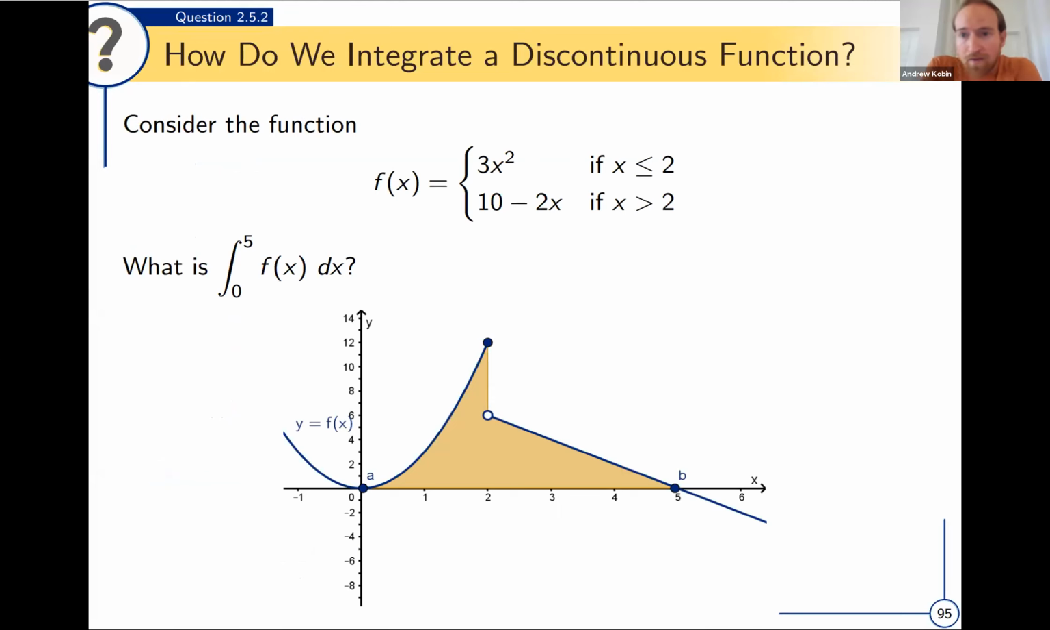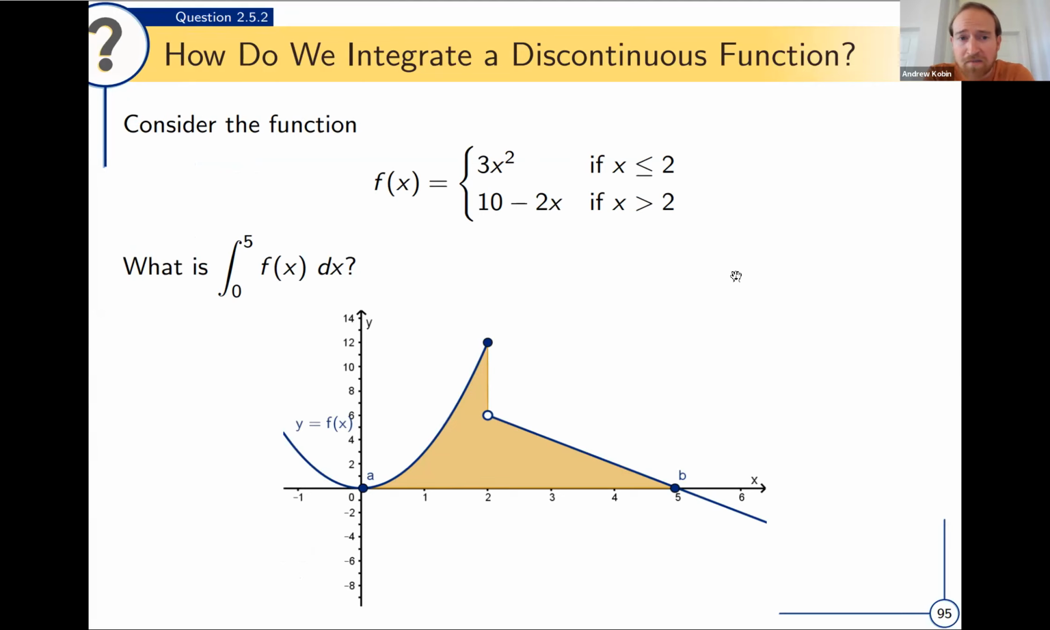Here's the function, and we'll deal with this on our own in a moment. And the question I want to consider to introduce improper integrals to you is, how do we integrate a function that has a discontinuity? So here's a basic example of a function f of x that has a discontinuity. I've given you the graph of this function. If you ignore the yellow shaded region, the blue graph has a jump discontinuity at x equals 2.